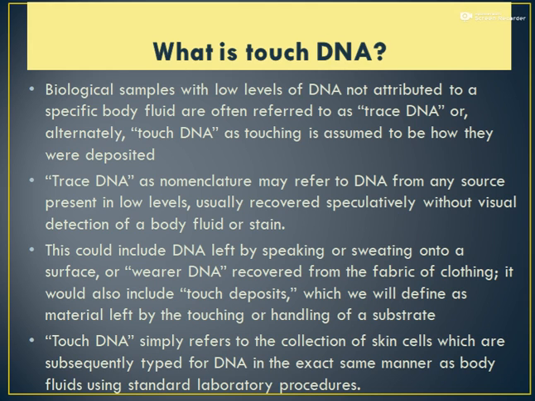Now, what do you use this touch DNA for? Touch DNA simply means that you can collect the skin cells, which are subsequently typed for DNA in the exact manner as a body fluid, using standard laboratory procedures. So once you get a touch DNA, it can be used just like the other typing techniques. But when does this touch DNA become significant? It becomes significant when no visible body fluids or any other visible sources of DNA are present at a crime scene; we can then search for touch DNA at the crime scene.